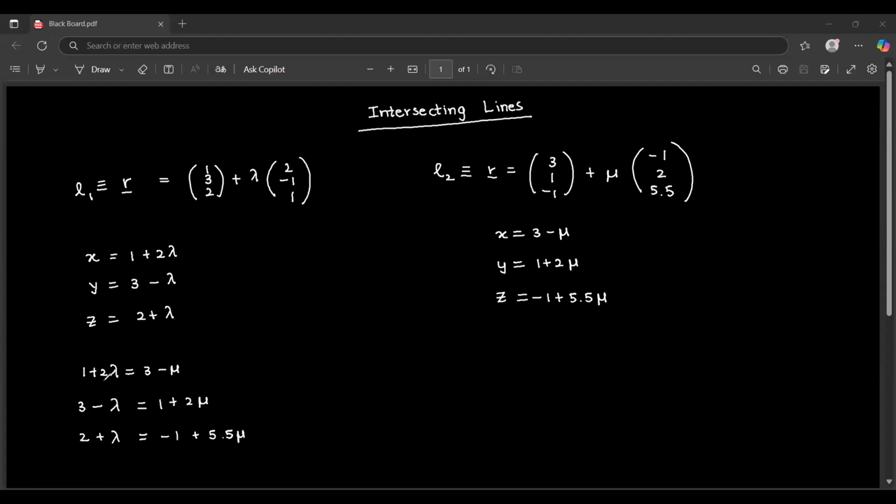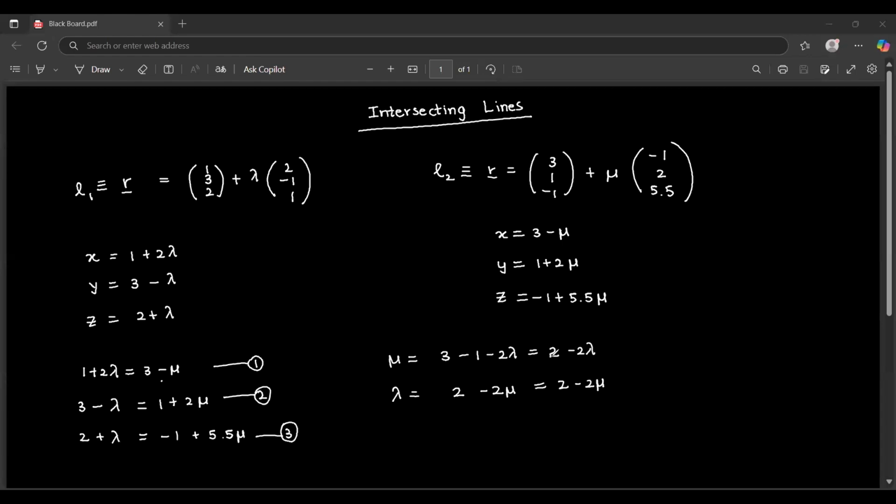Okay, so now I can change them into simultaneous equations. How can I do that? Well, in this case, mu is equal to 3 minus 1 minus 2 lambda, which means it is equal to 2 minus 2 lambda. And here I can change lambda is equal to 2 minus 2 mu. Why did I write 3 here? I don't know. It must be 2.